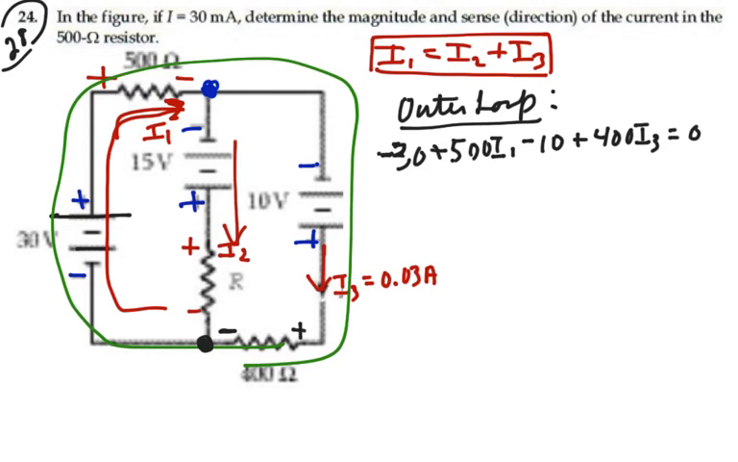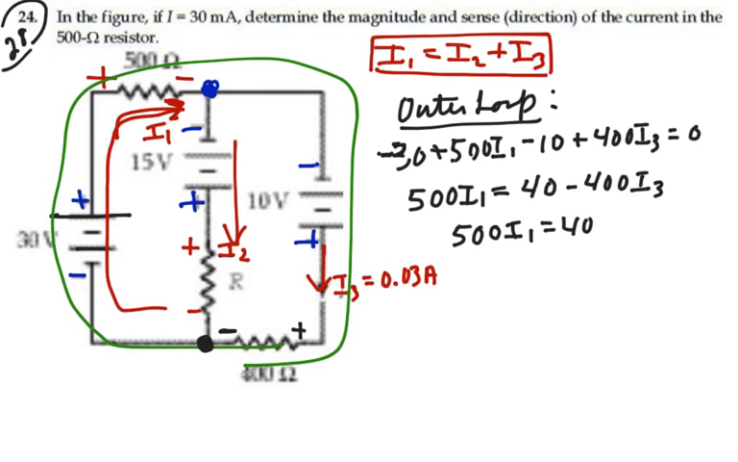Alright, solve this for I1. So we have 500 I1 is equal to 40 minus 400 I3. So 500 I1 equals 40 minus 400 times 0.03. 400 times 0.03 is 12. So this is equal to 40 minus 12, or 28.